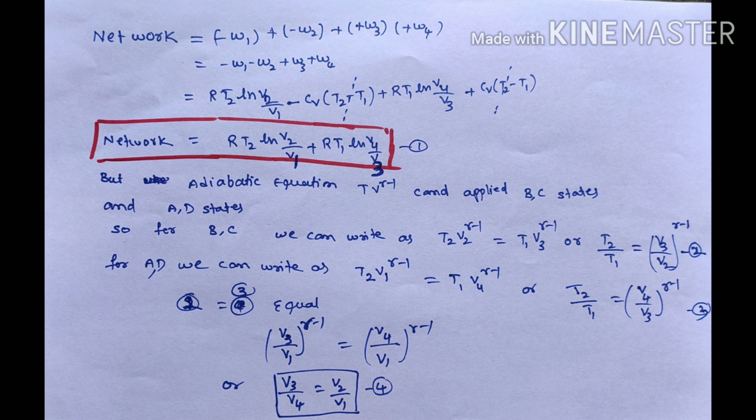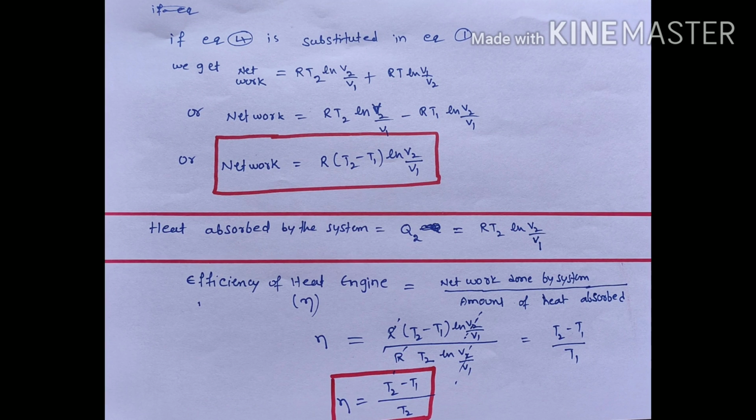Equations 2 and 3 are the same, so we can make them equal. By making them equal, we get V3 by V4 is equal to V2 by V1. We can consider this as equation 4. By substituting equation 4 in equation 1, we get the final equation for the calculation of the net work done, that is R into T2 minus T1 into ln V2 by V1.